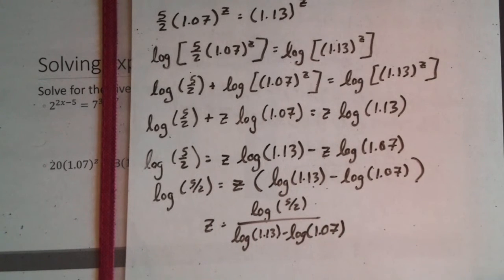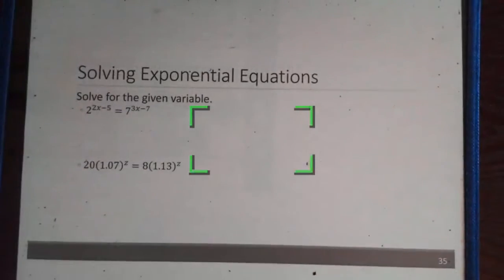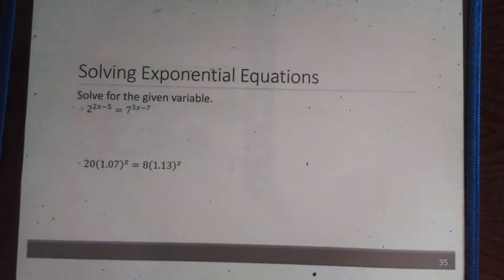So these exponential equations can definitely be long. They take some time. Just be careful in the steps that you take. Watch your signs. That's all going to be important.